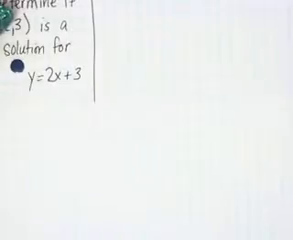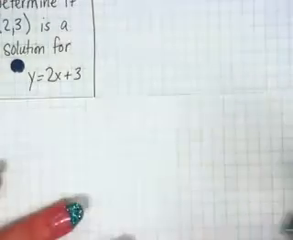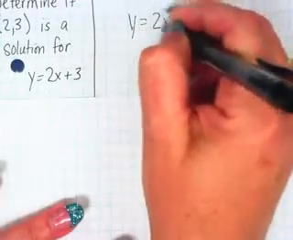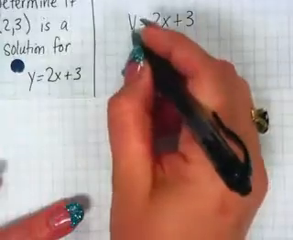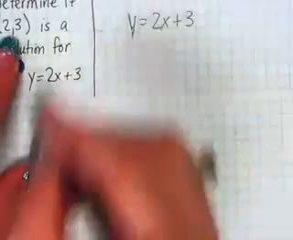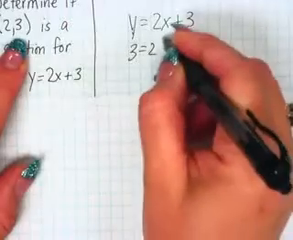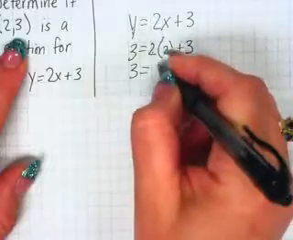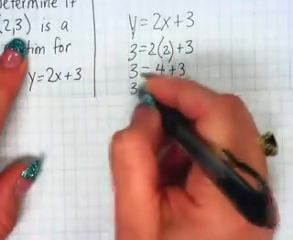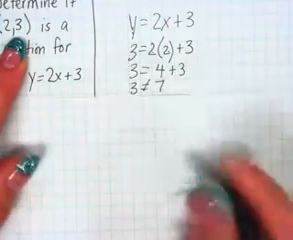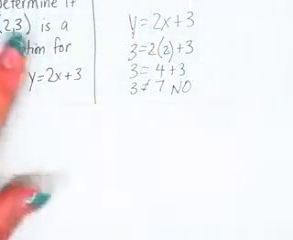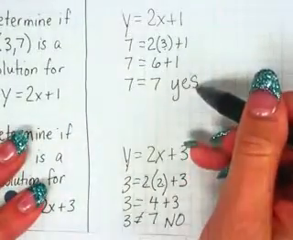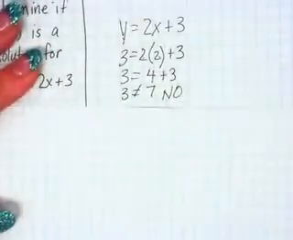So we'll do another one like that. So for the second one, determine if (2, 3) is a solution for y equals 2x plus 3. We're seeing if it's one of the possible solutions. So the y is 3, the x is 2. So we're looking at 2 times 2 is 4 plus 3. So the question is, does 3 equal 7? And the answer would be no. So this point is not a solution. Where this one worked, it is a solution. This one doesn't work, it's not a solution.